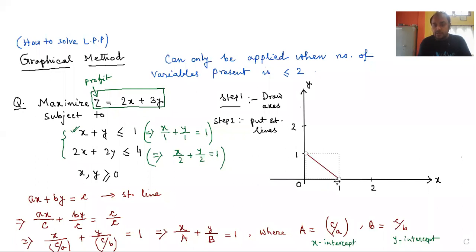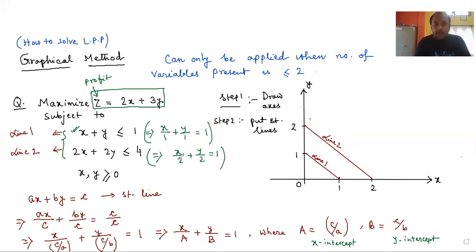When we are joining these two intercepts, 1 and 1, we are actually drawing the straight line x plus y equal to 1. We can consider this as line 1. And when we join these two, we are actually getting the second straight line. So let us name those straight lines as follows: this is my line 1, and this is my line 2.